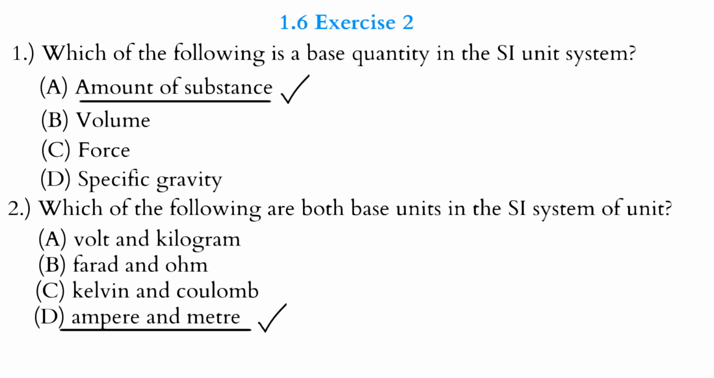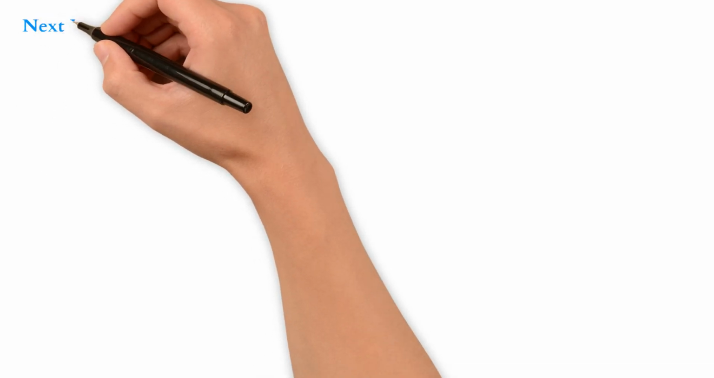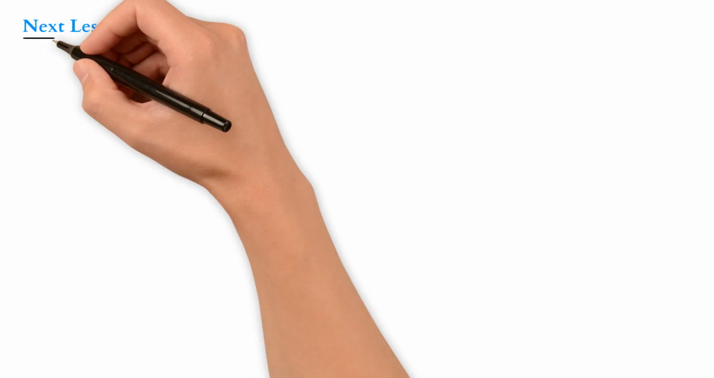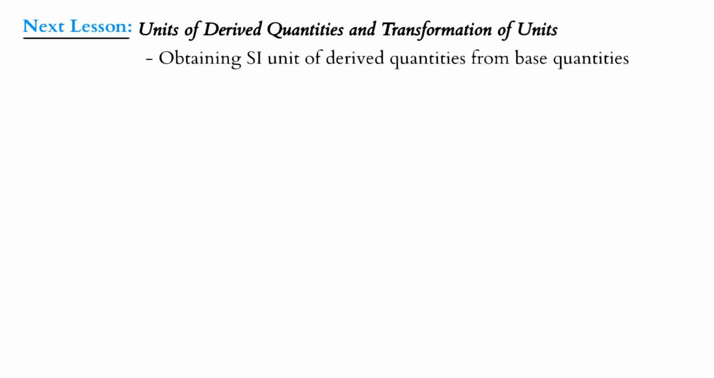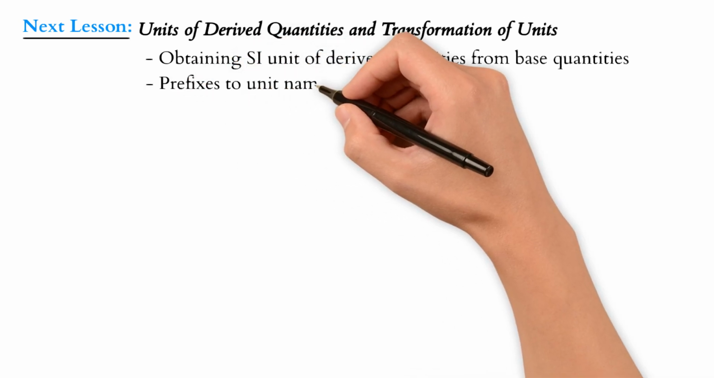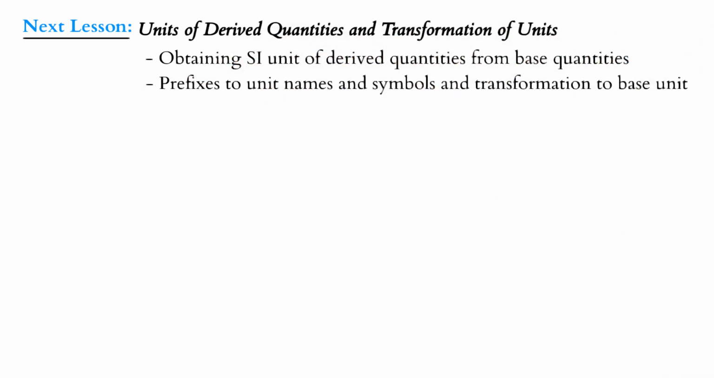We've come to the end of our first lesson. In the next lesson, we're going to talk about units of derived quantities and transformation of units. And in that lesson, we are going to show how to obtain the SI unit of derived quantities from base units. And then we're going to see certain prefixes that are used in front of unit names and symbols, and how, when you're given such a situation, you can transform the unit into a base unit.